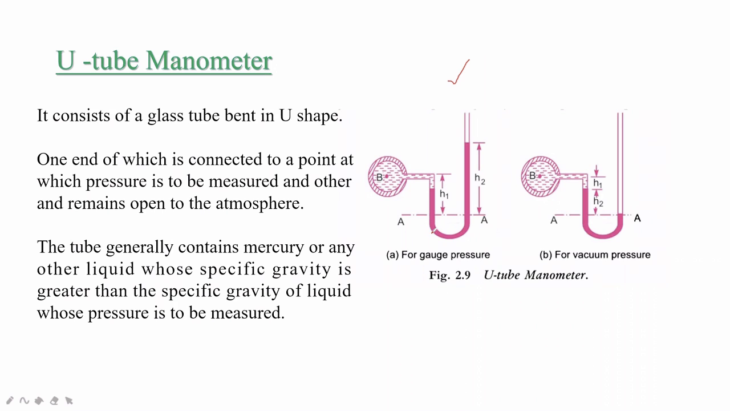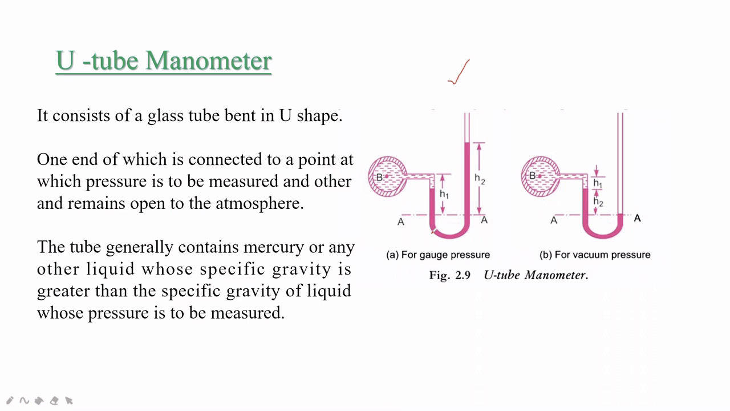Next we will see gauge pressure. Whenever a question related to the U-tube manometer is given, we will have two conditions: one for gauge pressure and one for vacuum pressure. What is gauge pressure? See, this is the system for gauge pressure. What is vacuum pressure? This one.